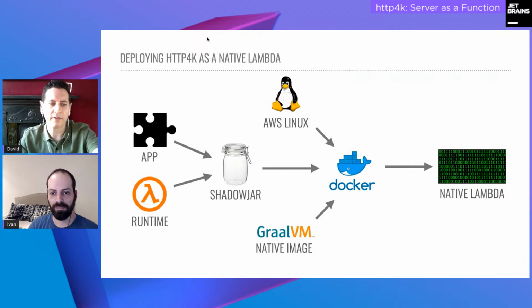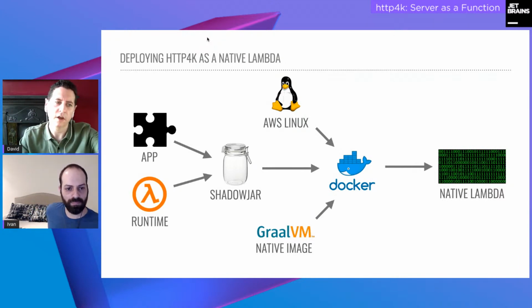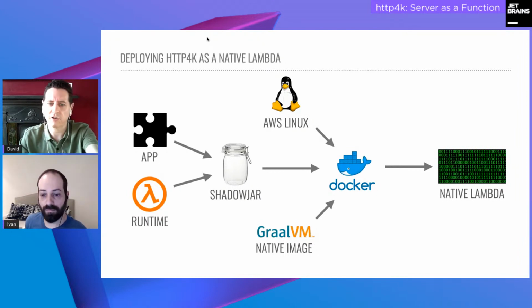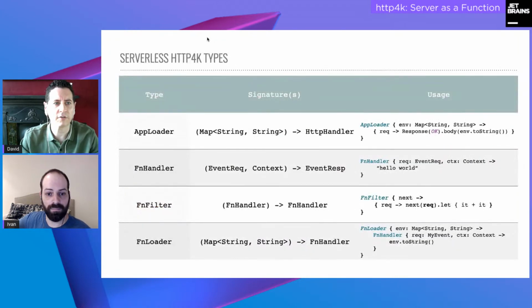This is how the GraalVM image is built. You've got the runtime, which we built ourselves, which is the http4k one. You've got your app that builds into a shadow jar. All those three things, with Linux, the shadow jar, and the runtime, go into Docker. It churns around and churns out a native image, as a zip file, which you can then just upload to AWS.